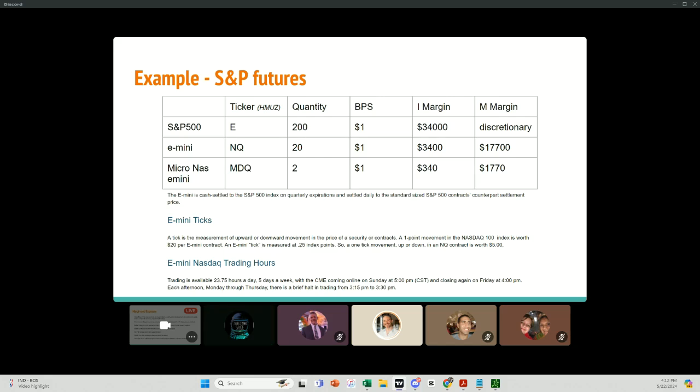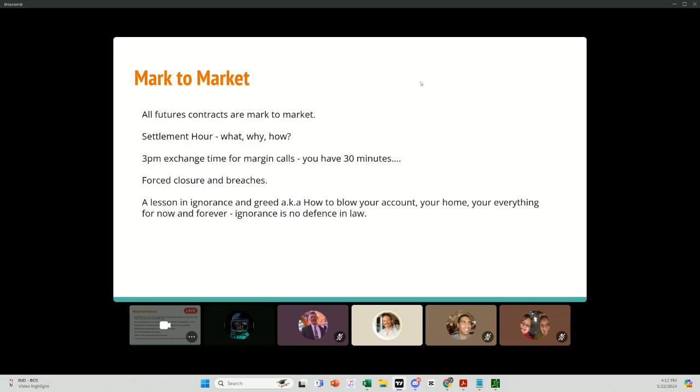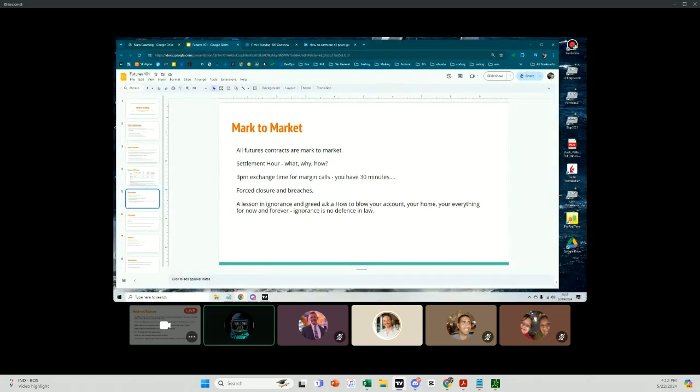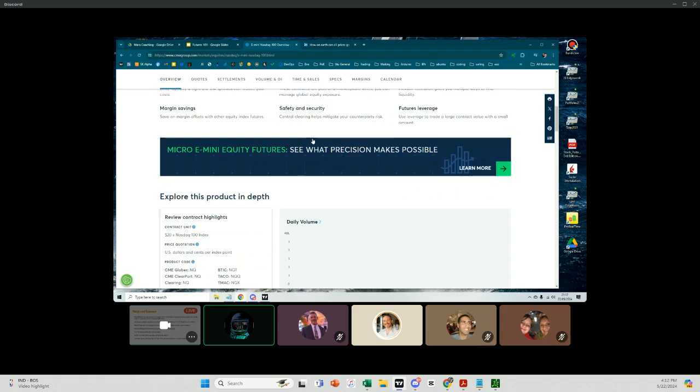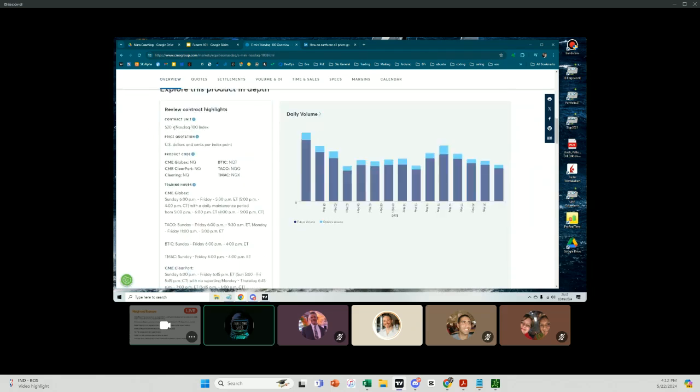Trading on it is 23.75 hours a day, 5 days a week, and so on. So where you get this information, I'm just going to flip to, okay, hold on, if I go here. If you go into the CME webpage, it will tell you what all the specs are, what your contract is, pricing, ticker codes, all that kind of stuff.